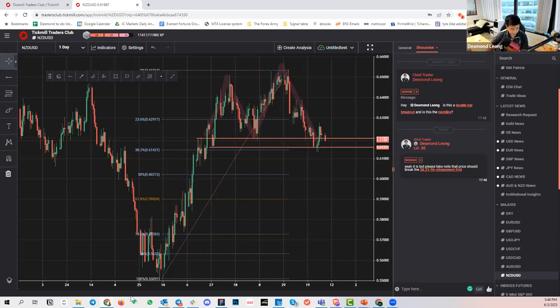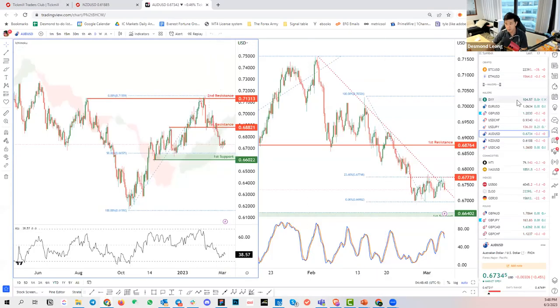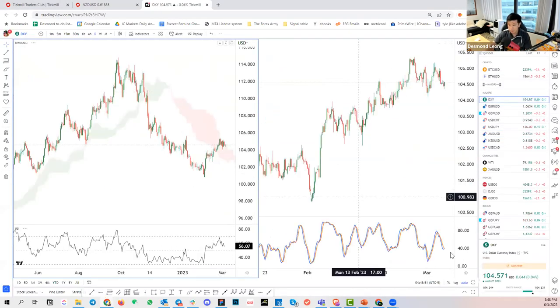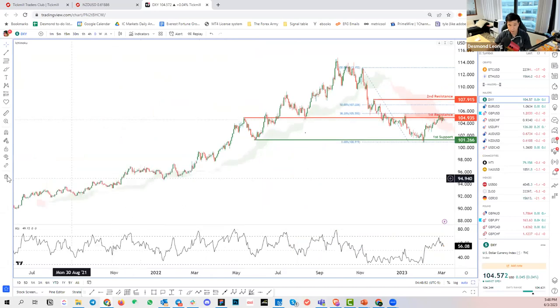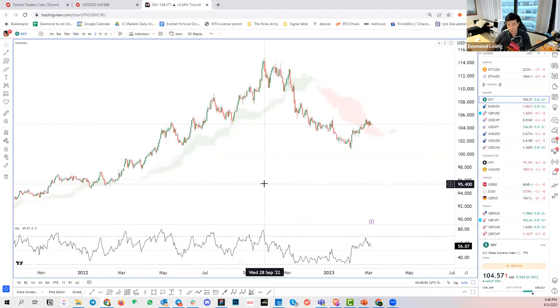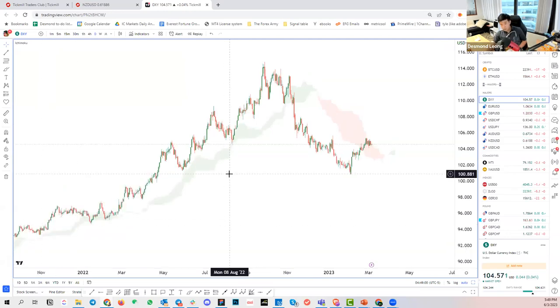Now let's rock and roll. Today, what we're going to do is look at a couple of analyses. I'll be starting right at the top here, and I'll be explaining all the different levels. I'll be starting over here and looking through the dollar index, all the majors. If you have a request for a particular instrument you want me to look at, let me know and I will analyze it live for you guys.